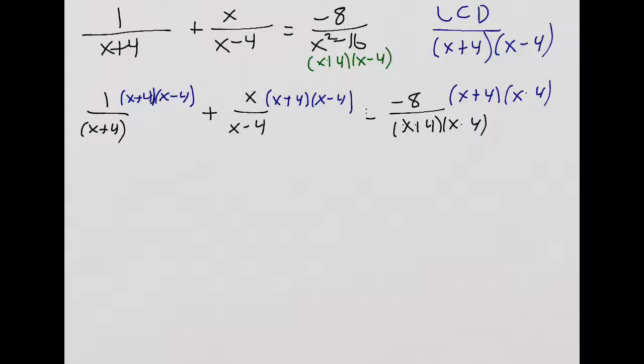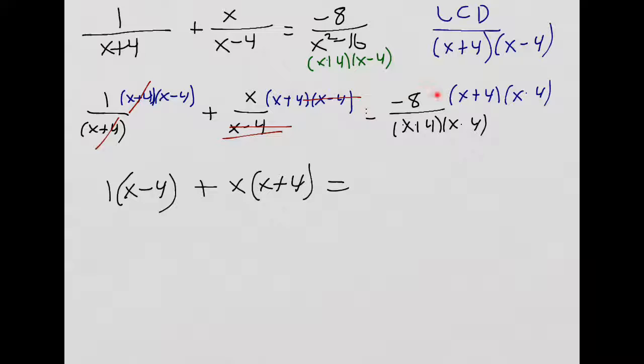We should notice something pretty nice happened. Let's look at the first fraction. What's going to happen? The x plus 4's cancel out. So what is remaining then? What's remaining is the 1 times x minus 4. What about the second fraction? We notice that the x minus 4's cancel out. And what is remaining there? What's remaining is the x times x plus 4. And then what about the last one? Here we notice the x plus 4's cancel out, and the x minus 4's also cancel out. So we are just left with negative 8.